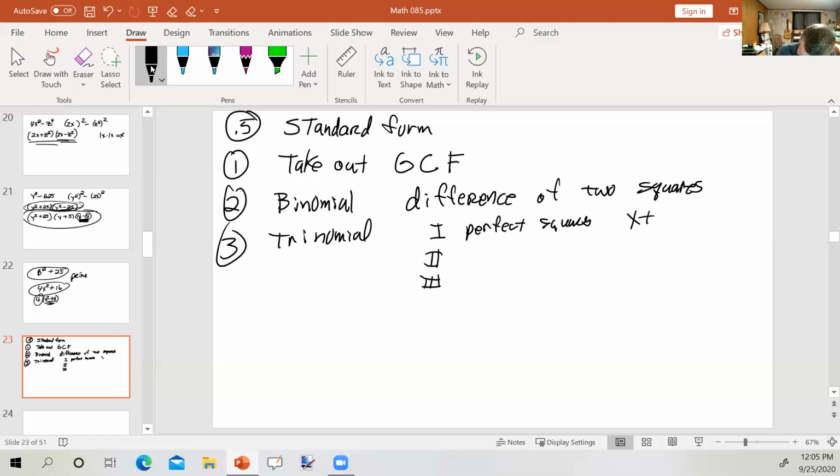So I'll write x plus a squared. 2 is going to be x squared plus bx plus c. And 3 is going to be ax squared plus bx plus c. And I'm going to say a, b, c, p, s, or grouping, or guess and check.